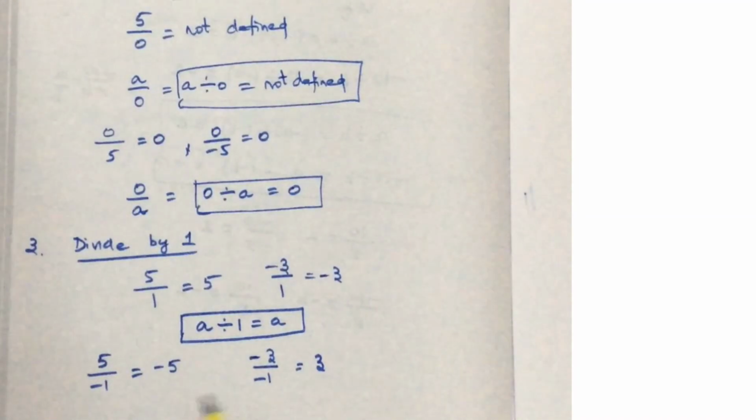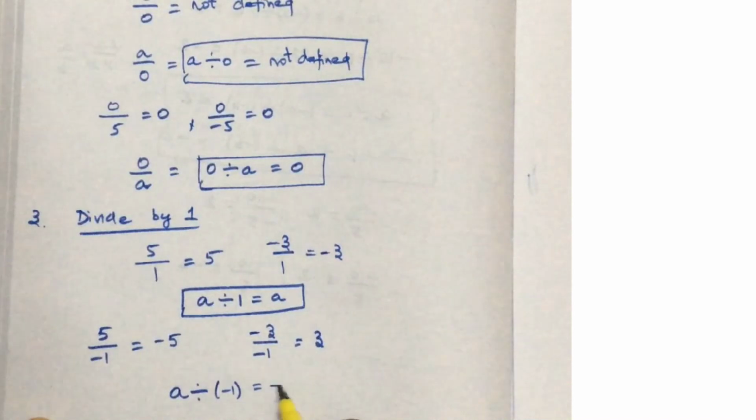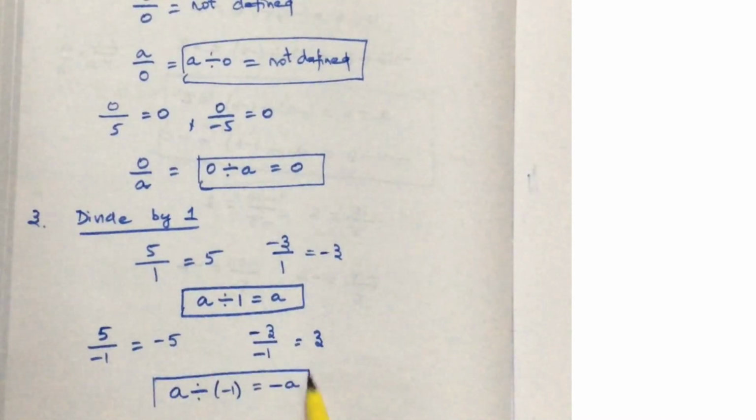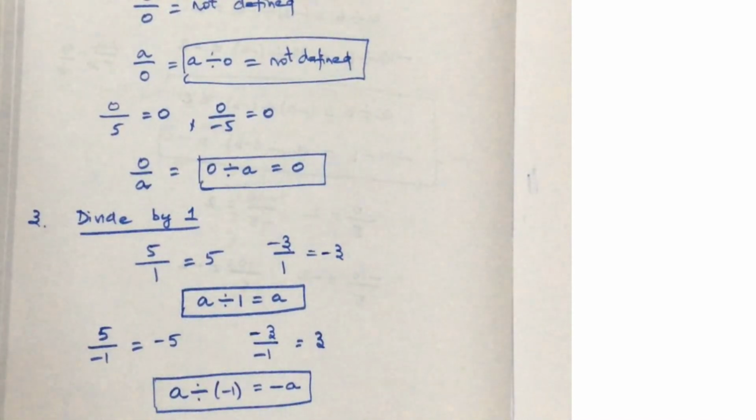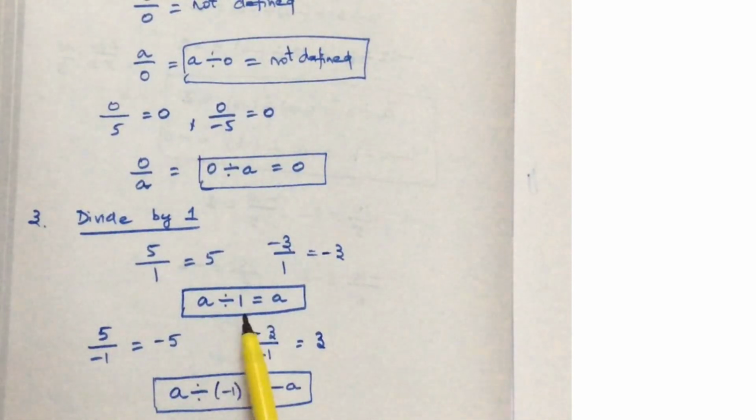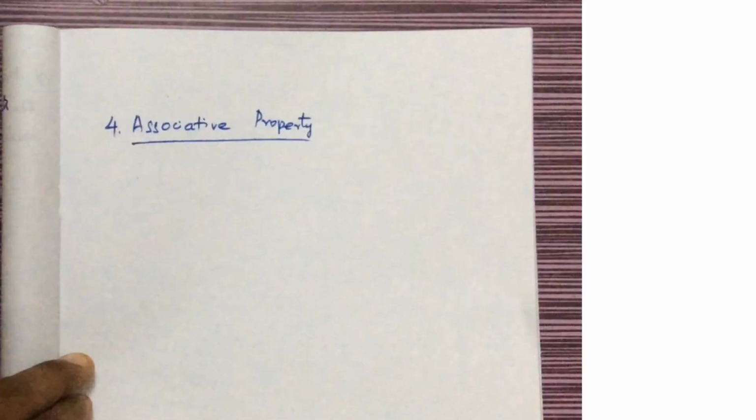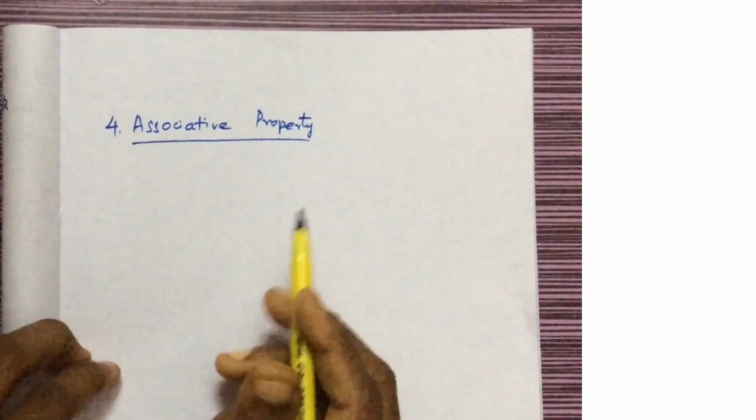So in general you can say, if a is divided by minus 1, you will get minus a. Any integer, if you divide by minus 1, you will get the negative of that integer. So these two cases you should remember. If you divide a by 1, you will get the same integer. If you divide a by minus 1, you will get the negative of the integer. Now we will study the associative property.